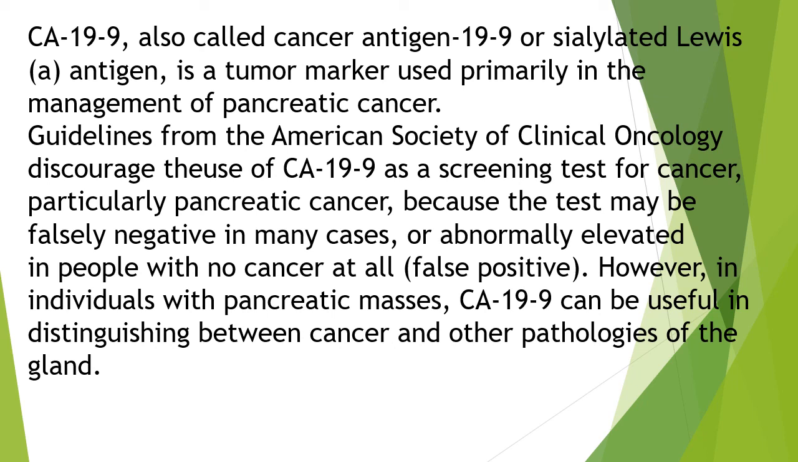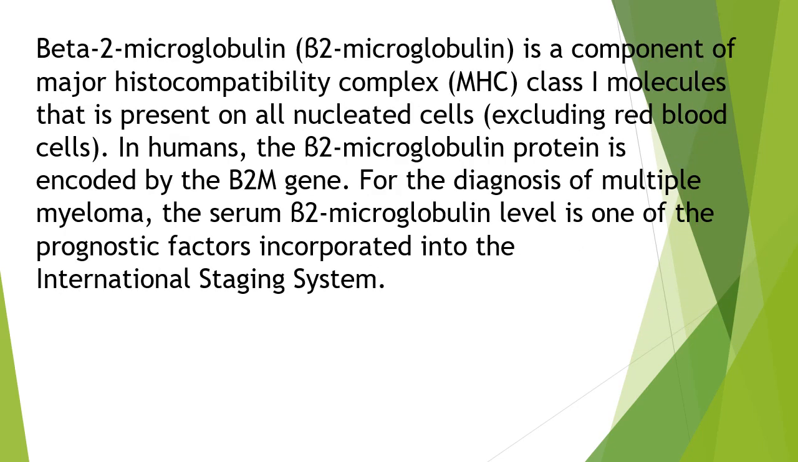Another tumor marker is called CA19-9, also called cancer antigen 19-9 or sialylated Lewis antigen. Although this is a good marker for pancreatic cancer, because of many false negatives and false positives, the American Society for Clinical Oncology discouraged its use in diagnosis. Right, but for people with pancreatic masses, this CA19-9 can be very useful in distinguishing cancer and other pathologies of the pancreas.